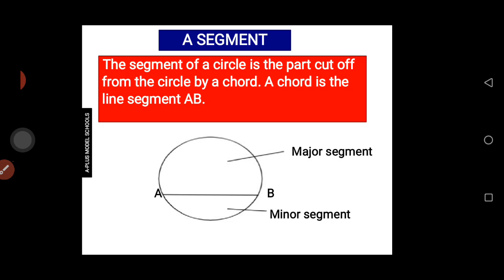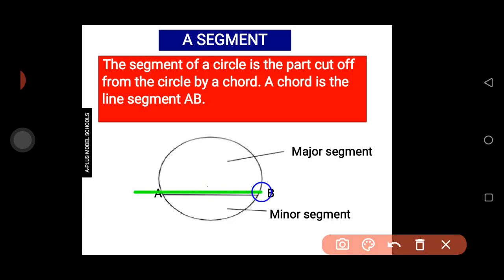The line segment AB is a chord. You can see this is a chord. A chord is a line, but a segment is a region in a circle. So this space is known as the region, while the line AB is known as a chord.